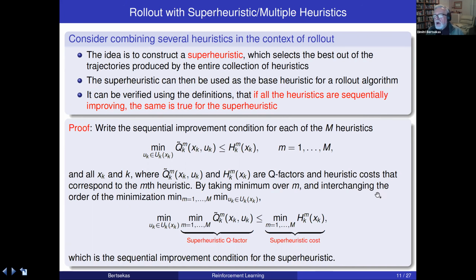In practice, this is very powerful because, like I said, we often have several good heuristics, and we can put them together at some computational cost, of course, because we have to run all of them. But we can gain a lot in terms of cost improvement, because some of these heuristics are going to do good things in some parts of the state space, but not so good things in other parts of the state space. We get the best of all possible worlds by running all of them. Are there any questions?